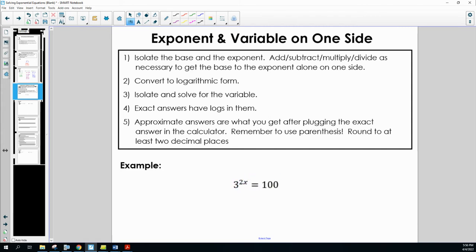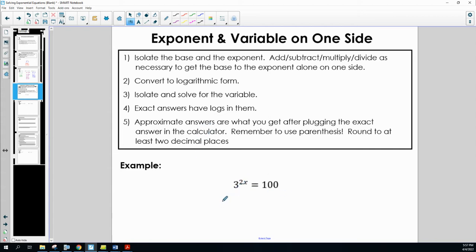I then would ask myself, can I make the bases the same? Looking at 3 and 100, I can't make 100 have a base of 3, and I can't change both bases because nothing to raise to a power is going to give me 3. So I can't use that first method. So what we're going to do is convert this to logarithmic form.